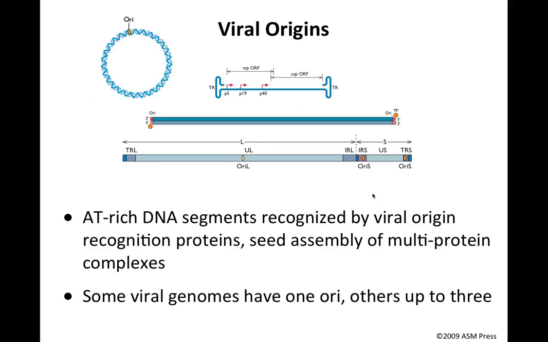In general, these origins are AT-rich DNA segments, and they're recognized by origin recognition proteins, and in general, their function is to seed the assembly of multi-protein complexes. We saw, for example, with SV40, how the origin is bound by large T, 2 hexamers of large T, which sets the stage for the rest of the DNA synthesis apparatus to come in. As you can see from this picture, some viral genomes have 1 ORI, others have multiple, like the herpes virus genome has 3, and of course our chromosomes have hundreds and hundreds of origins of replication.